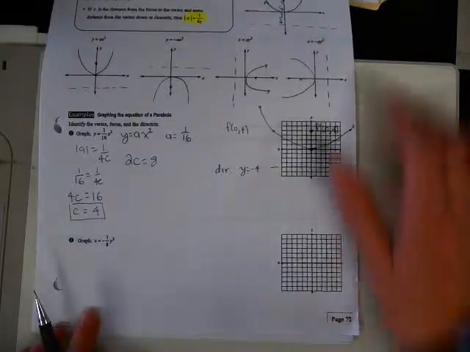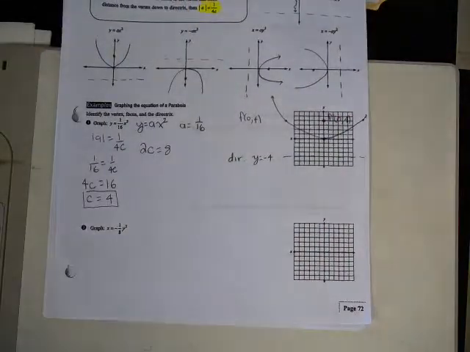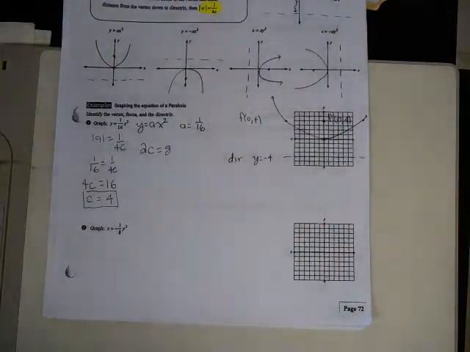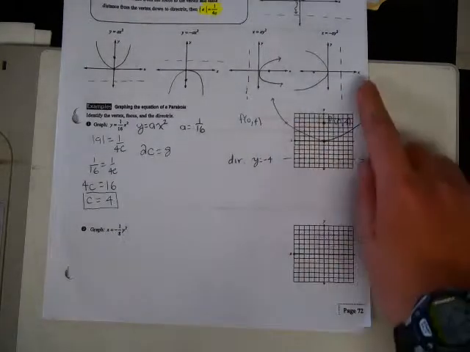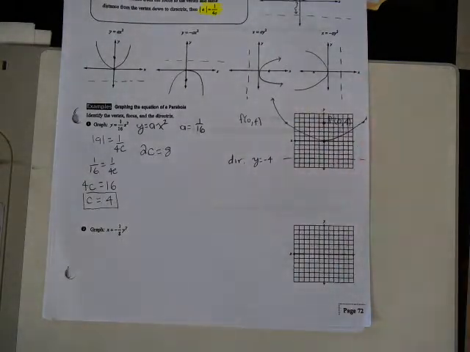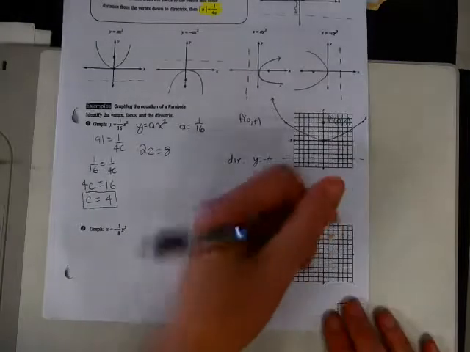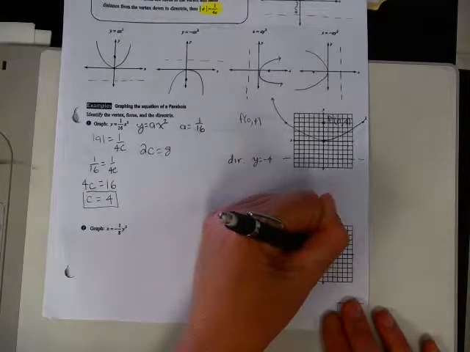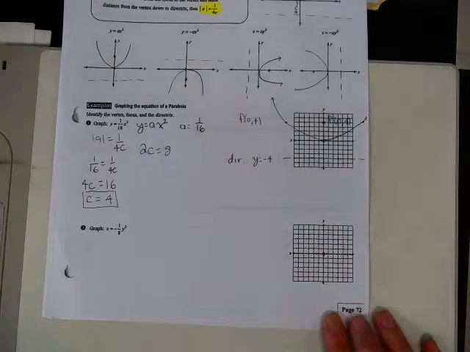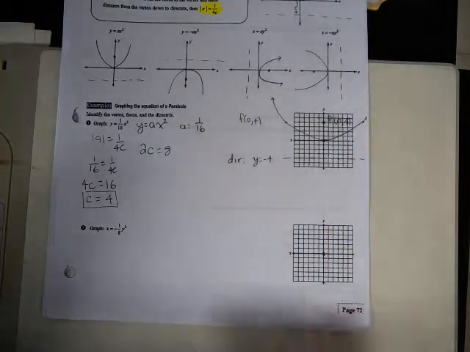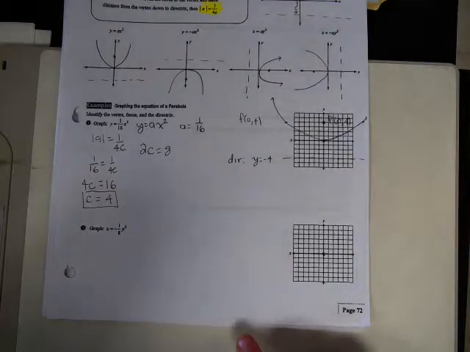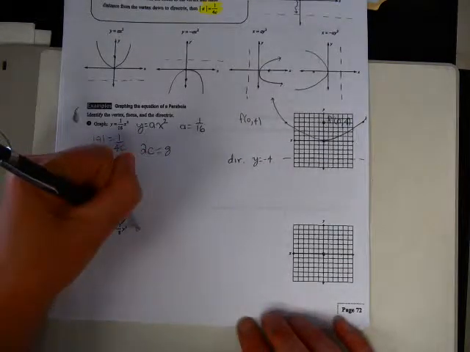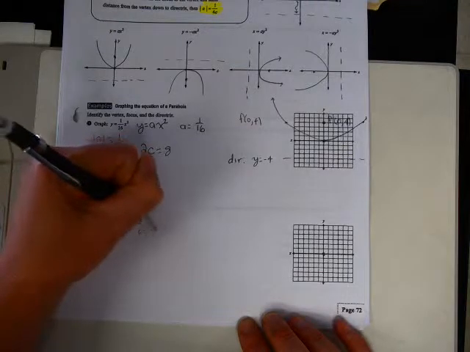Let's try another one. This time I have x equals negative 1/8 y squared. So this looks to me like this form. So my parabola is going to open to the left. Again, I'm going to start by plotting my vertex at (0, 0). Now I know that my a equals negative 1/8.